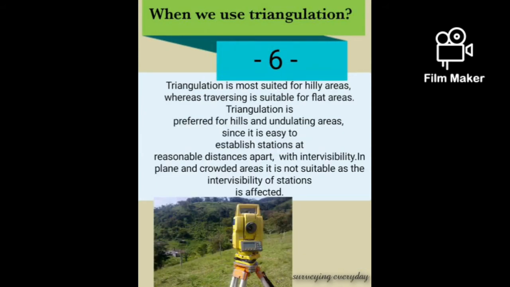6. When do we use triangulation? Triangulation is most suited for hilly areas, whereas traversing is suitable for flat areas. Triangulation is preferred for hills and undulating areas, since it is easy to establish stations at reasonable distances apart, with intervisibility. In plain and crowded areas, it is not suitable as the intervisibility of stations is affected.